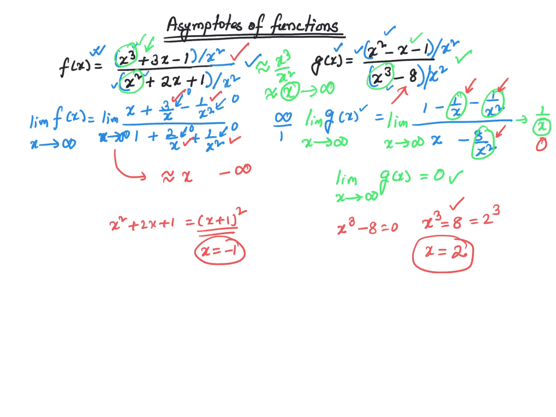So this is how you investigate the behavior of a function as x goes towards positive or negative infinity, or vertical asymptotes where the denominator of the function becomes 0.